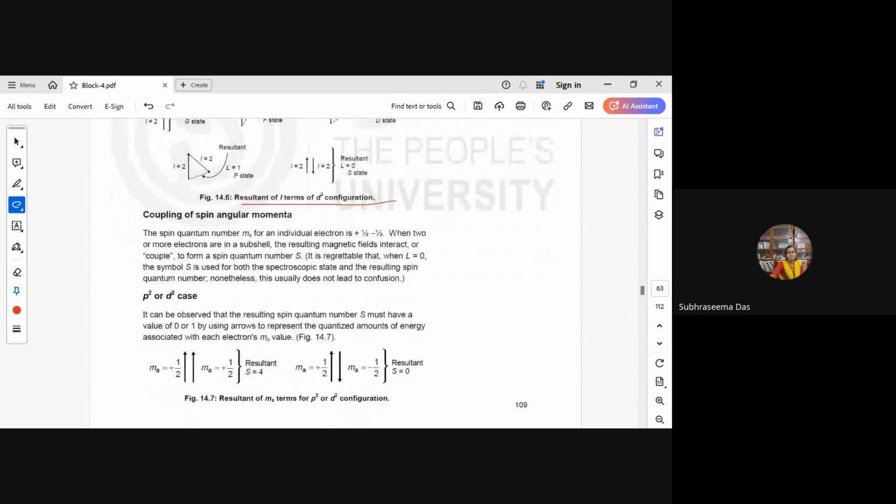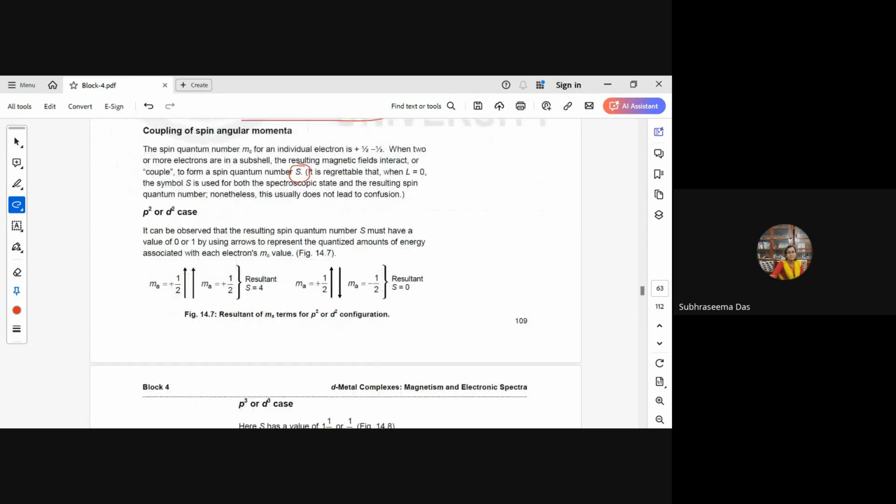Then comes the coupling of spin angular momentum. The spin quantum number, s, of an individual electron is plus half or minus half. When two or more electrons are present in a subshell, the resultant magnetic fields interact, which is what we call the addition or coupling, to form the total spin, indicated by capital S.